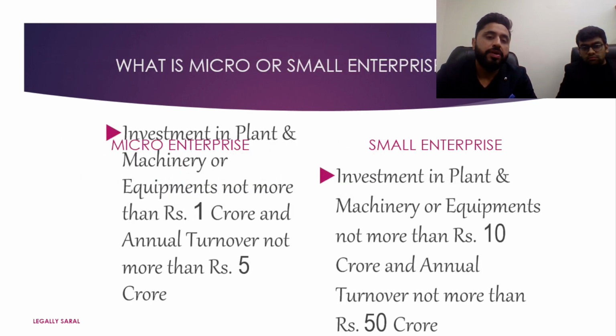Now, first we need to understand what is micro and what is small. If you can highlight on this subject. Yes, micro enterprise means the enterprise in which plant and machinery equipment are not more than 1 crore and annual turnover is not more than 5 crores. If I may decode the language for you, where the plant and machinery equipment are less than 1 crore and annual turnover is less than 5 crore, then it is a micro enterprise. In case of small enterprises, where the plant and machinery is less than 10 crores and annual turnover is less than 50 crores, then it is a small enterprise.